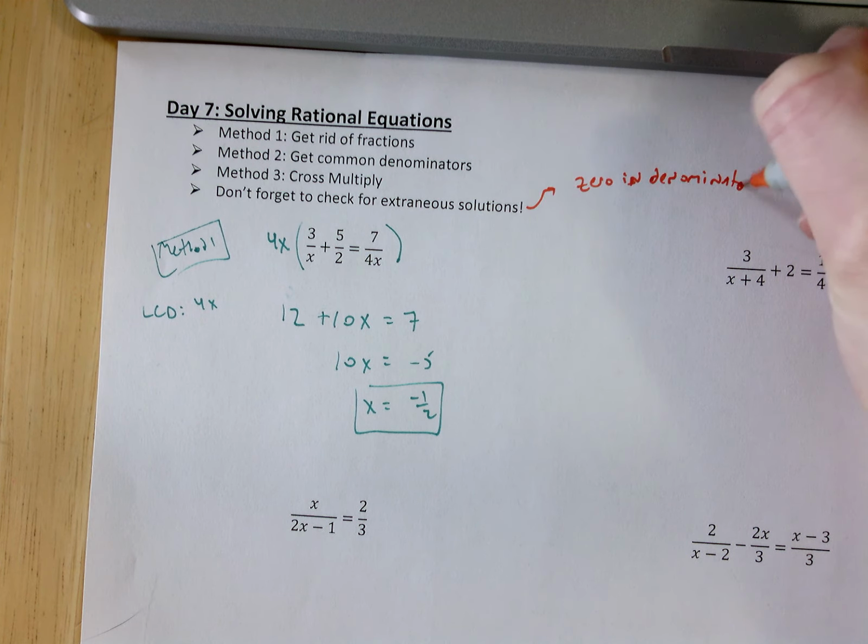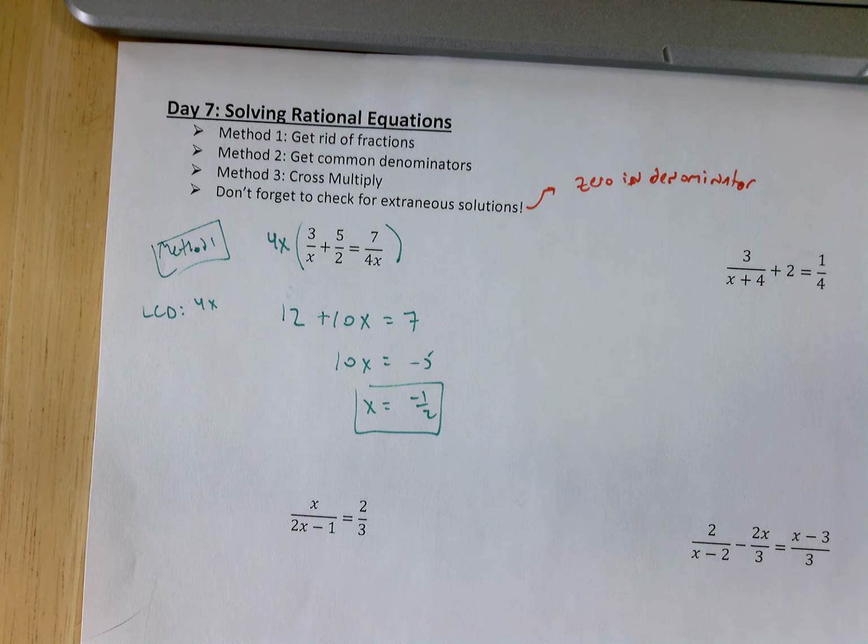Okay, so anytime you end up with a 0 in the denominator, that is a mathematically impossible operation, so that would be an issue. But we're okay here. We'd have some fractions, it would simplify out, but we're okay. Okay, so that's method 1, and like I said, that's my preferred method.